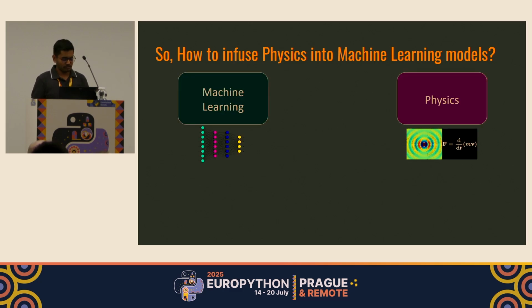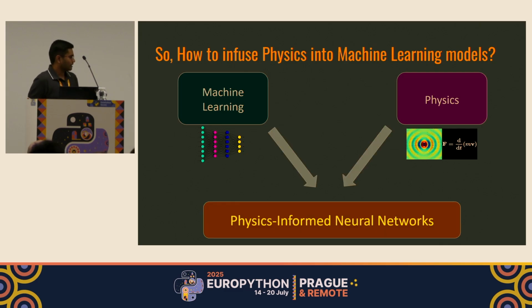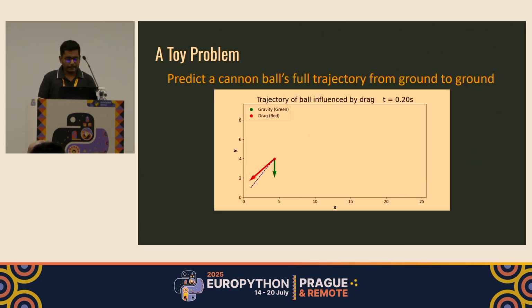We can fuse physics into machine learning models by combining machine learning in the form of neural networks and physics in the form of differential equations, and come up with a very classical architecture in physics for machine learning, which is physics-informed neural networks. So let's try to understand the working of a physics-informed neural network through a toy example. And here we will try to predict the trajectory of a ball from ground to ground.